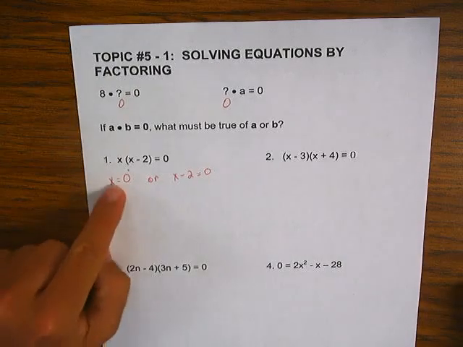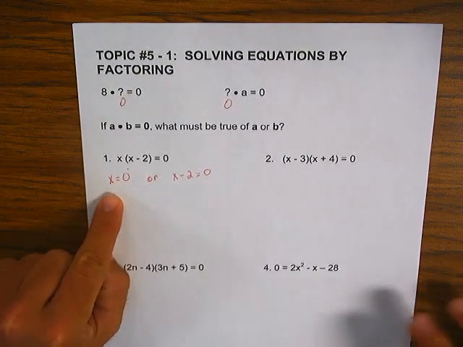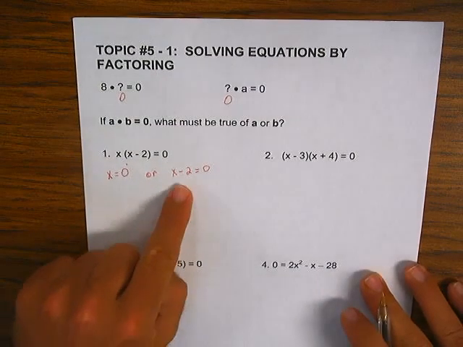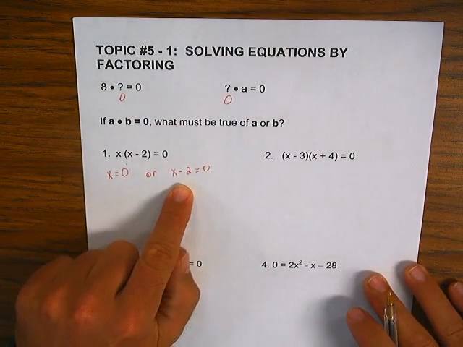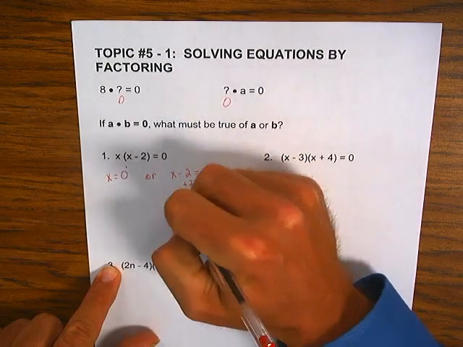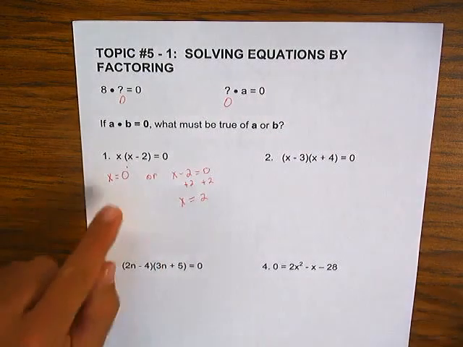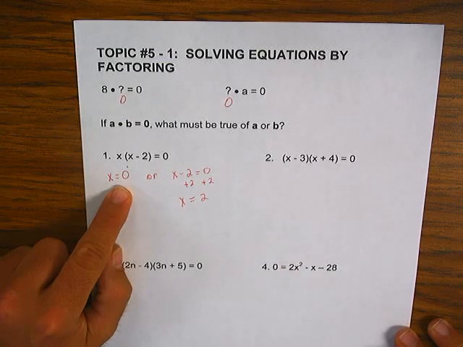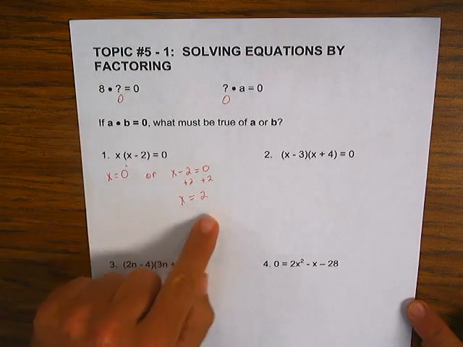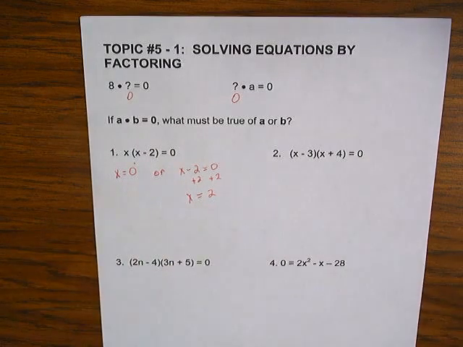And now, is this one solved for x? Yes. Is x by itself? Yes. Now, how would I solve for x here? Add 2 to both sides. There's two solutions: x equals 0 or x equals 2. There's my two answers. So if it's factored, set each factor equal to 0 and solve for x.